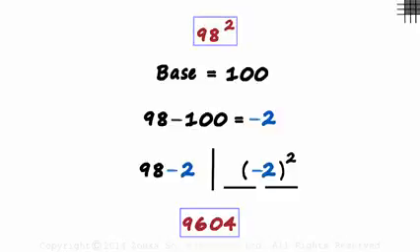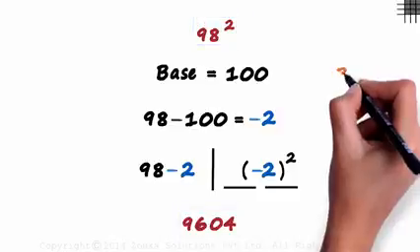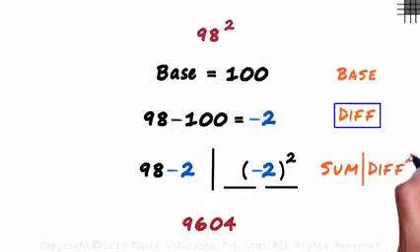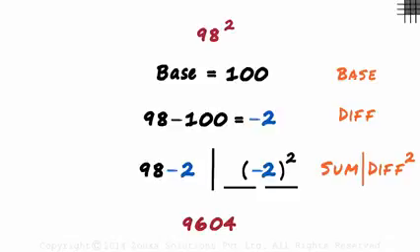Remember the steps: base, difference between the number and the base, partition, sum of the number and this difference on the left, and the square of the difference on the right. In the next part of the session, we will solve for squares of larger numbers which are close to the power of 10.